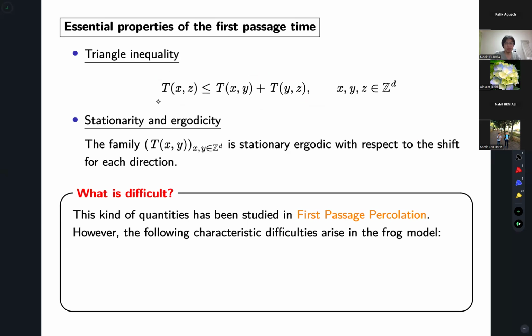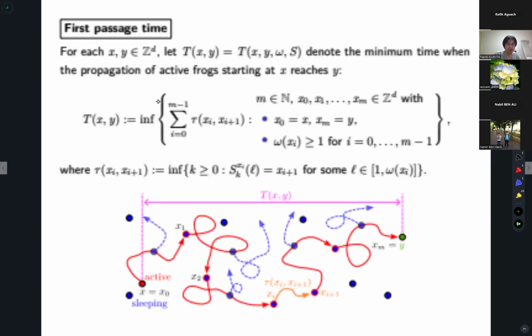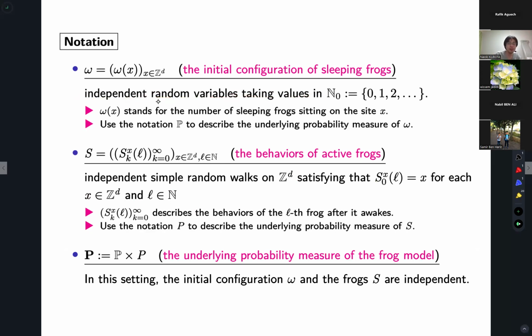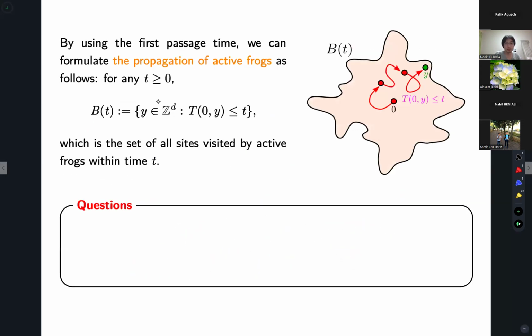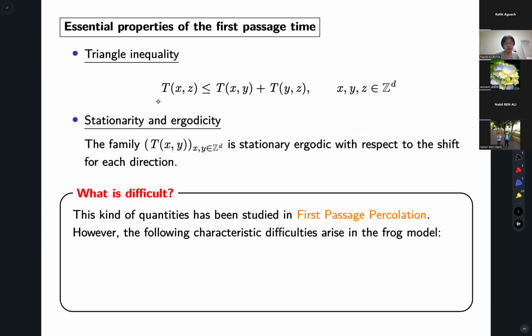Okay, and we are now working on the IID setting. So the initial configuration omega is independent random variables taking values in N0, and S is a family of independent simple random walks on ZD. So we are now working on the IID setting. So the family of first passage times is stationary ergodic with respect to the shift for each direction.